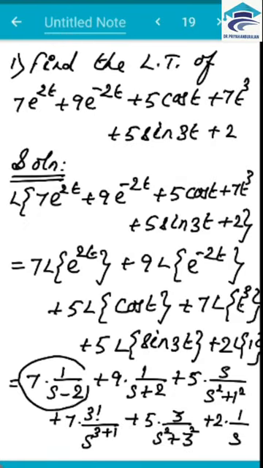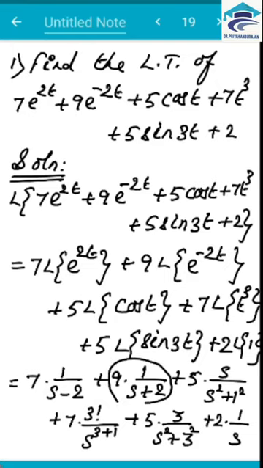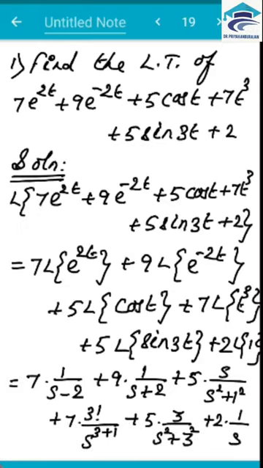So this is equal to, what about the first term? It is 7 by s minus 2. The second term, 9 by s plus 2. Plus the third term is 5s by s squared plus 1.